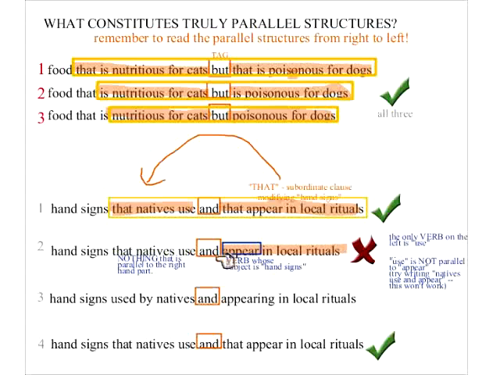Okay, now number 3 is going to make some of you guys mad. This is "appearing in local rituals," and this is "used by natives." This "appearing," that's what's called a participle. It's a present participle. If you guys are into grammar, it's a participial phrase. But the point is that this is used as an adjective describing hand signs.